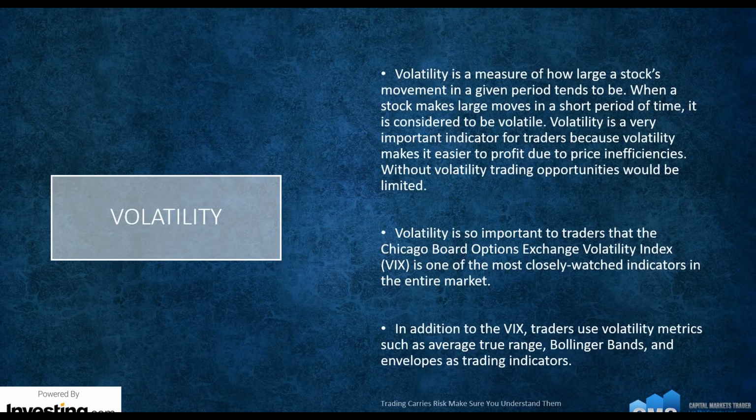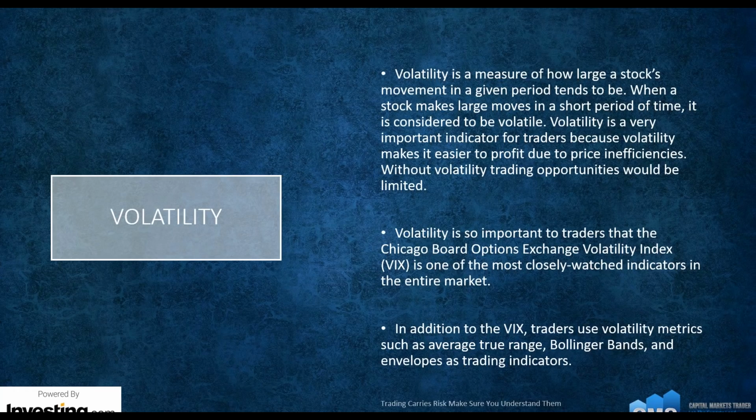Volatility is a measure of how large an asset's movement in a given period tends to be. When an asset makes large moves in a short period of time, it is considered volatile. Volatility is a very important indicator for traders because volatility makes it easier to profit due to price inefficiencies. Without volatility, trading opportunities would be limited.